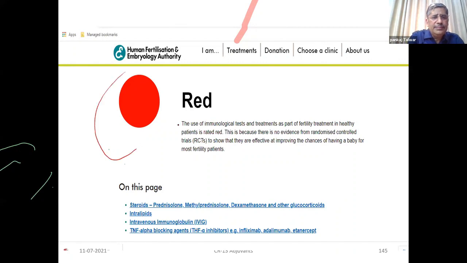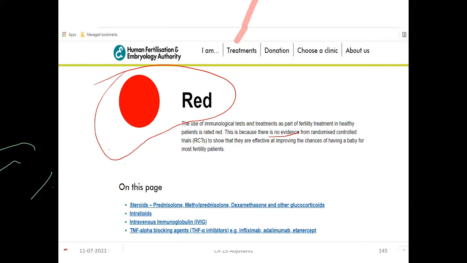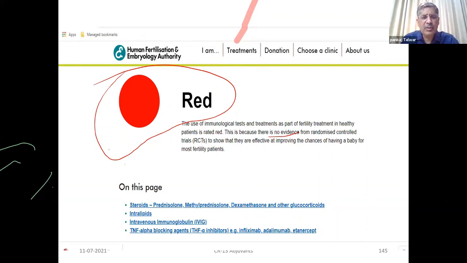Look at the red. This will interest you. I want you to read it yourself. Quickly just go through it, and after you are done, I will move ahead. So this is no evidence, actually no evidence at all. It is rated red. All these intralipids and steroids, prednisolone, TNF, these drugs being given to patients actually have no role. IVIGs have no role. They are red. Red means don't try it. Amber, you may try.